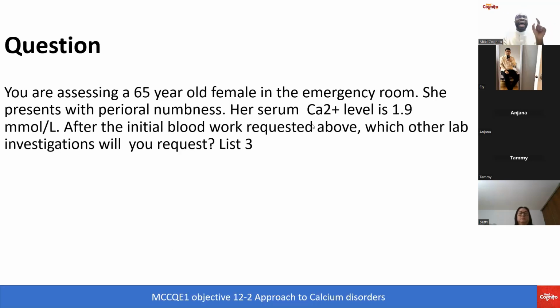Beautiful. Parathyroid hormone level. After the initial blood work is requested above, which other lab investigations will you request? Remember that when we were solving the first question, a lot of people were saying magnesium, phosphorus, vitamin D. But then we learned that the most important initial blood work to do in a patient with hypocalcemia is parathyroid hormone levels. So this question is basically asking you that after you've done the parathyroid hormone levels, what other lab investigations will you request? So I've seen people typing in, no, doctor, on Facebook, the parathyroid hormone level has already been done because the question says that after the initial blood work, so what else are you going to do?